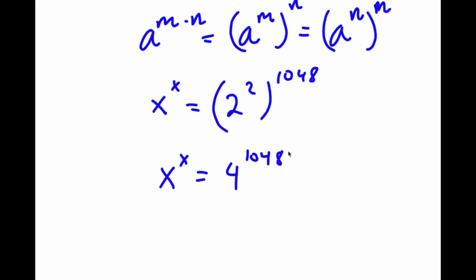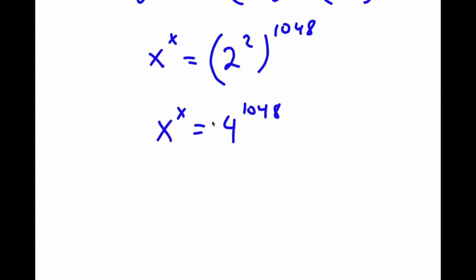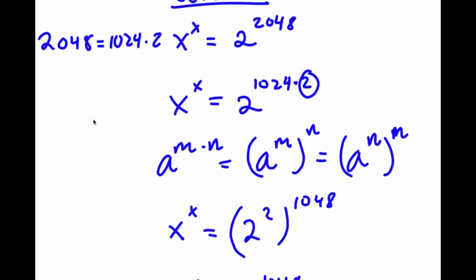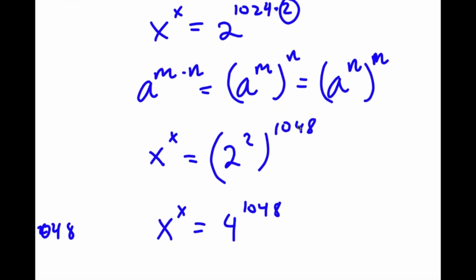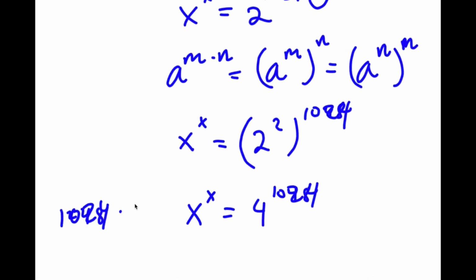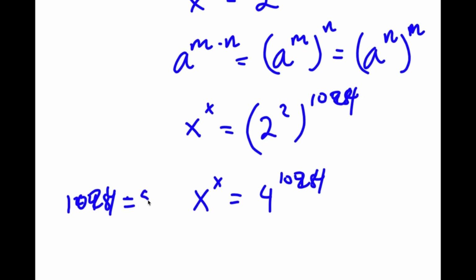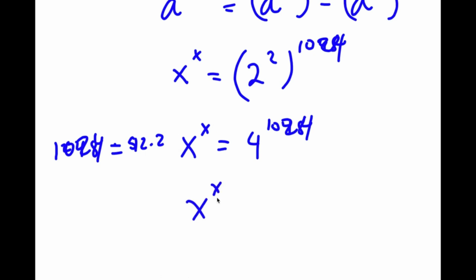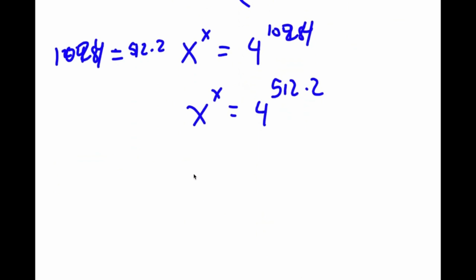And now I'm going to repeat the same thing again. So again, 4 to the power of 1048, sorry, this isn't 1048, this is 1024. So 1024 is equal to 512 times 2. So now I have x to the power of x is equal to 4 to the power of 512 times 2. And again, I'm going to rewrite that as 4 to the power of 2 to the power of 512.